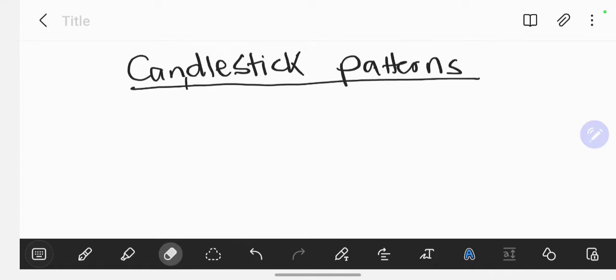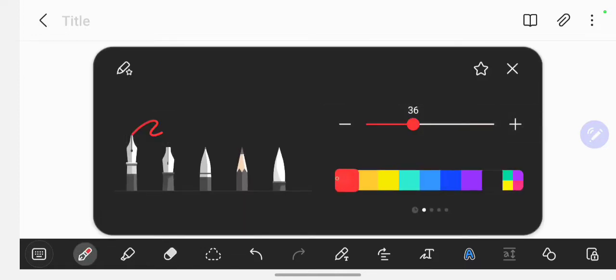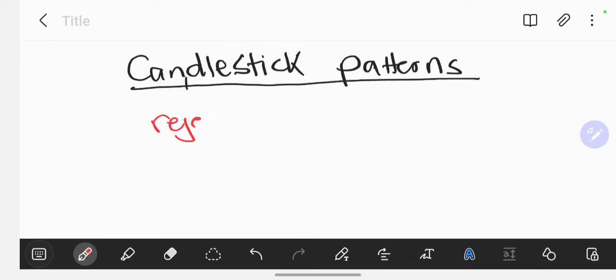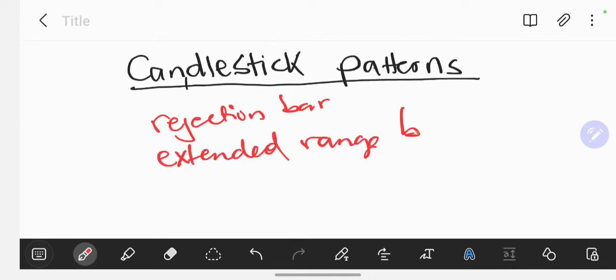So those are the things that I think you should be able to see when you're opening your chart. You just need to know about a rejection bar, and that big bar. Some people call it the extended range bar, which is this one where the range is just this long bar. So you just need to know this type of bar and this type of bar. Those are very, very important for you to note.